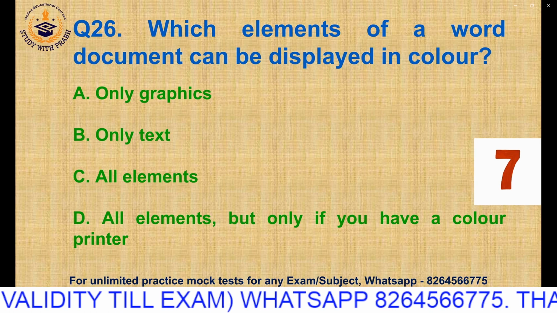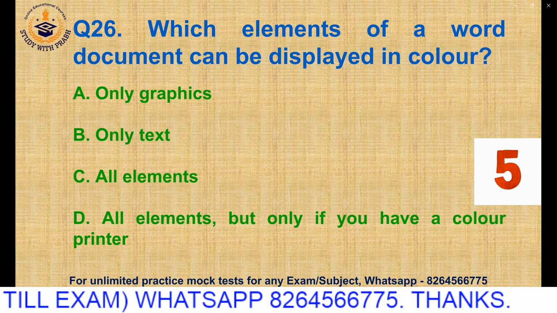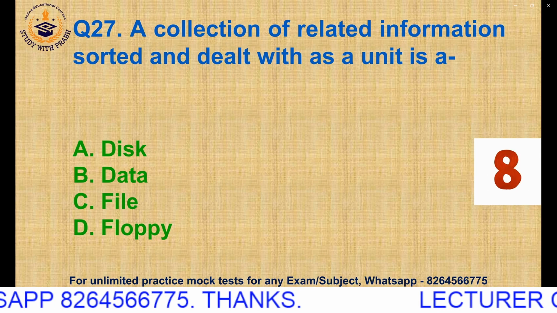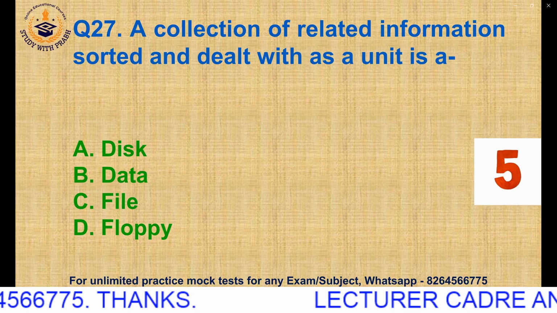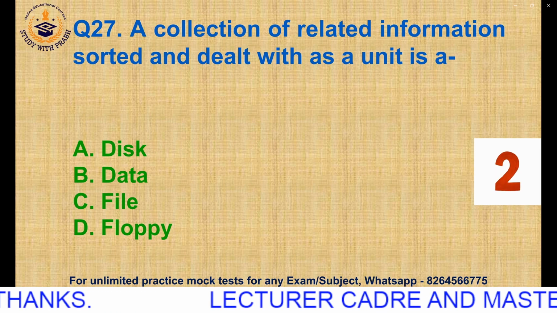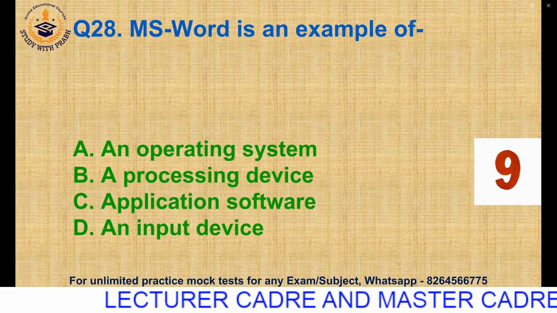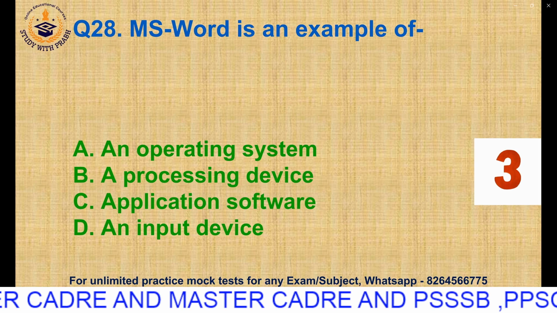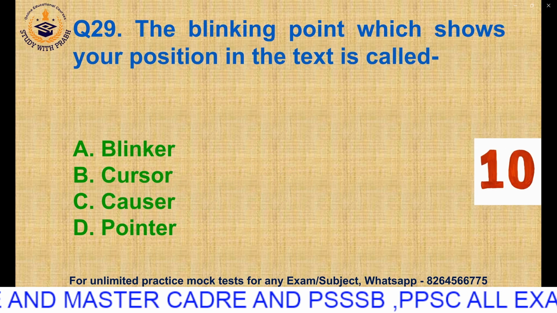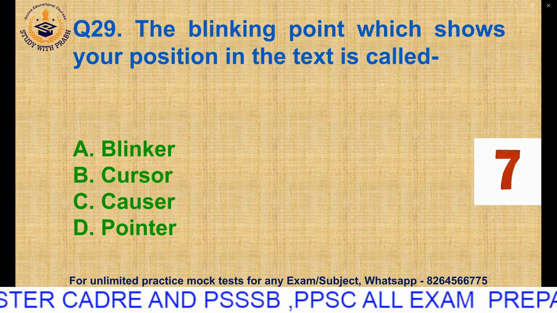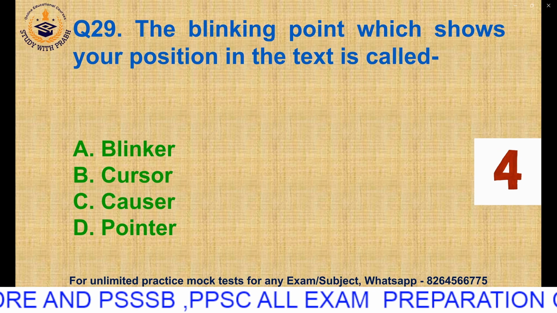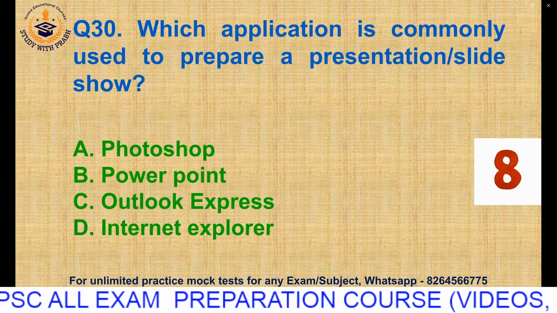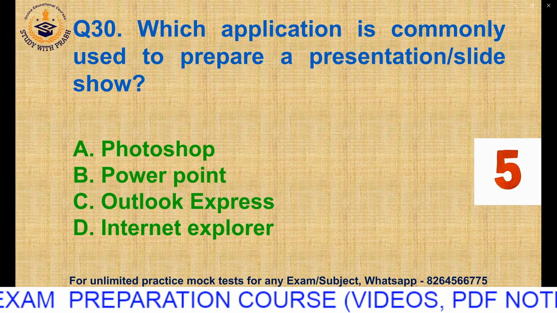Which elements of a Word document can be displayed in color? A collection of related information sorted and dealt with as a unit is a. MS Word is an example of. The blinking point which shows your position in the text is called. Which application is commonly used to prepare a presentation or slideshow?